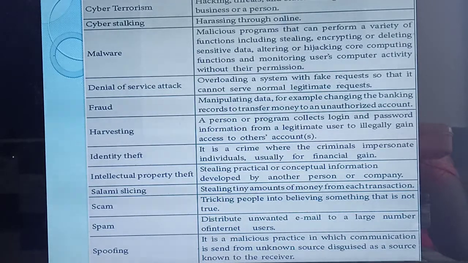Identity theft means the person is doing a crime for his own financial gain, he is taking money from others. Intellectual property theft means a particular business person's documents and important things they are stealing. Salami means tiny amounts of money. Scam means tricking, that means an original website and a fake website. Okay, then spam means the person is sending unwanted emails. Okay, spoofing means getting some malpractice and getting unknown messages from the user.